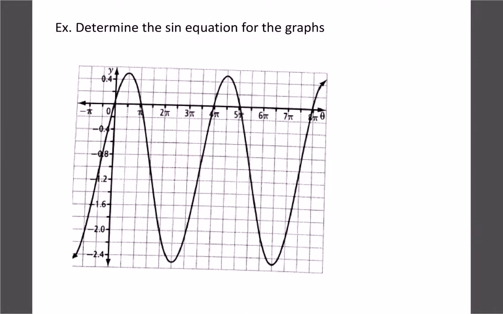Okay, I think I got one more. Yeah, so here's another one. So sine once again, so find our midline. So we're going from negative 2 looks like 2.5 is the bottom, up to 0.5 at the top. So that gives us a distance of 3, so halfway would be 1.5. So our midline should be at negative 1.